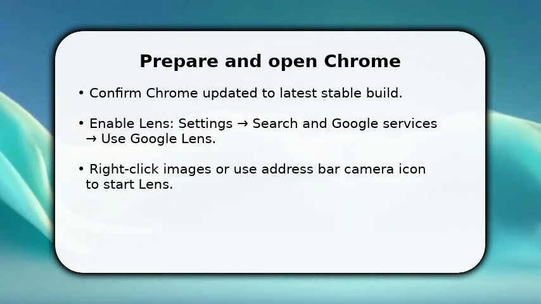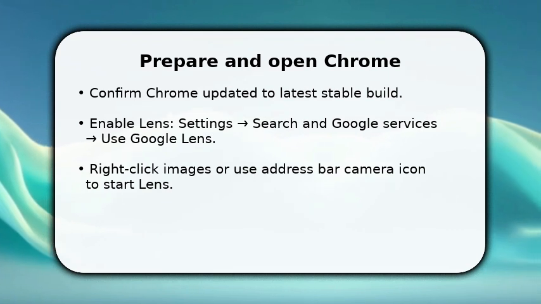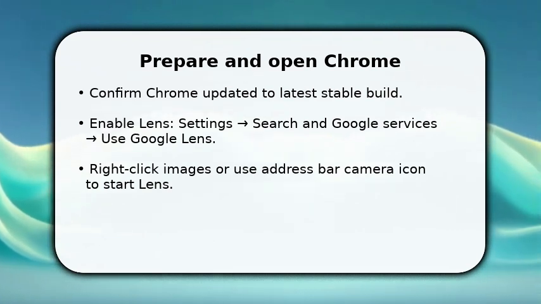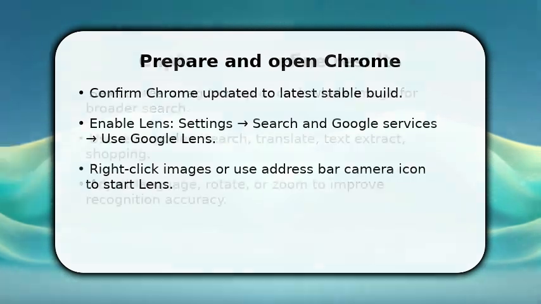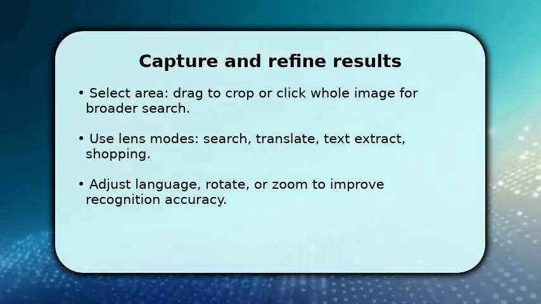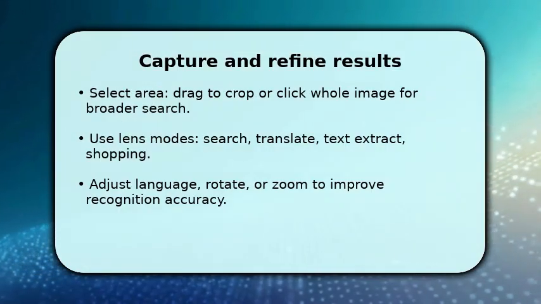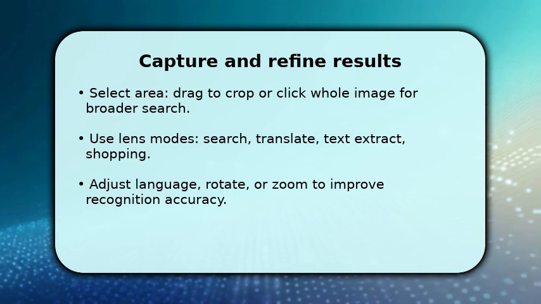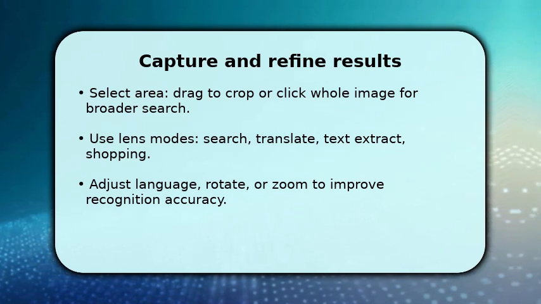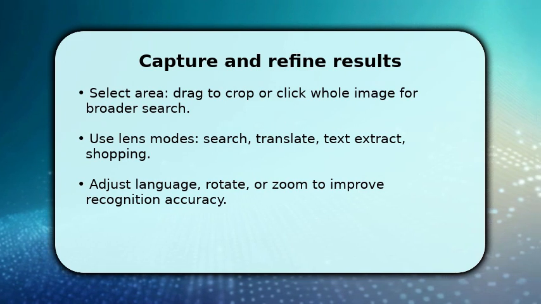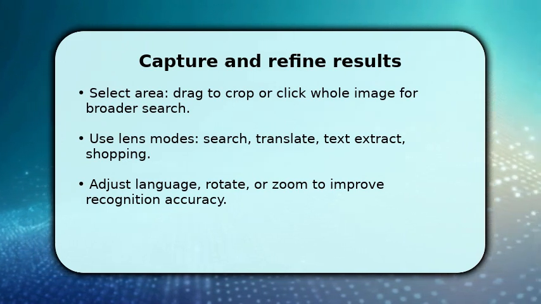You do this because Chrome exposes Lens only after the feature flag and account state align, so enabling it first prevents errors when you perform the core actions. Select the portion of the image you want analyzed and choose the correct lens mode. If you need text, pick Text Extract. For products, pick Shopping. This directs the model to different result types.